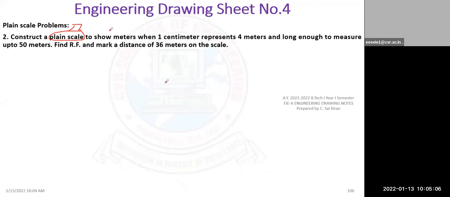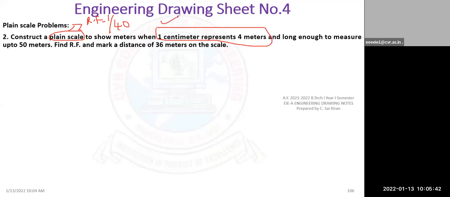Okay. So, show meters. In the previous problem, they directly mentioned the RF value as 1 by 40, but here they didn't mention the RF value. They gave that 1 centimeter represents 4 meters. So here we have to calculate the RF value. RF is a ratio, so we have to make sure that the numerator and denominator are in the same units. By this sentence we can get the RF value.